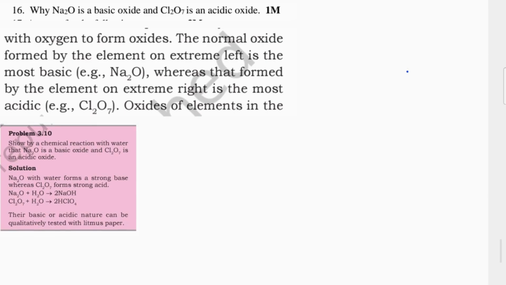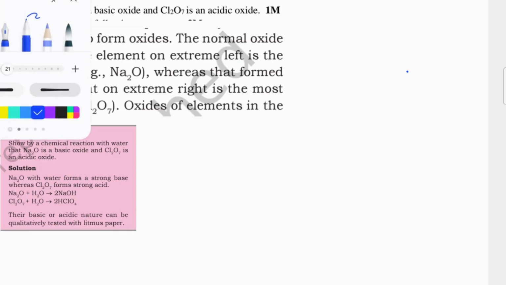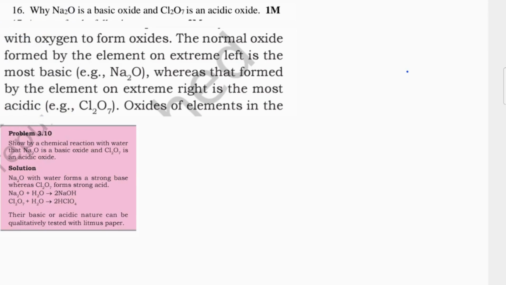Next question. Why Na2O is a basic oxide and Cl2O7 is an acidic oxide? Again, coming to this question, we have two different answers for this. This is the exact question from NCERT. You can write this: Na2O with water forms a strong base NaOH, and Cl2O7 with water forms HClO4, which is acidic in nature. That you can check with the help of litmus paper.